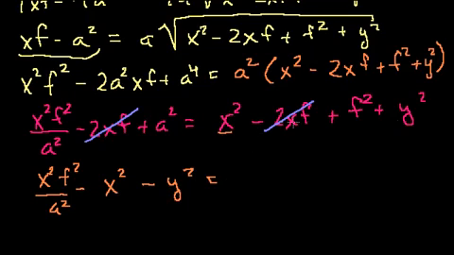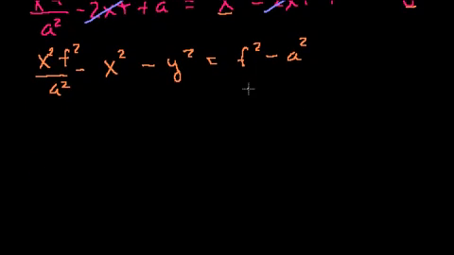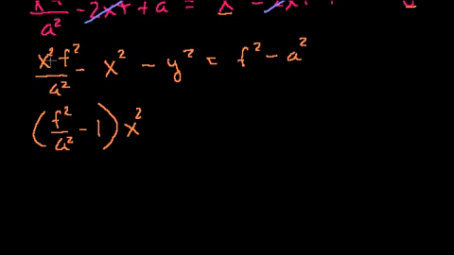So we took the x and the y, and we subtracted that from both sides of the equation, so they ended up on the left-hand side. And then if we subtract a squared from both sides of this equation, this is a fatiguing problem, then you get f squared minus a squared. I think we're almost there. This can simplify to, let's see, we can factor out the x squared. This becomes f squared over a squared minus 1 times x squared. I just factored out the x squared there. Minus y squared is equal to f squared, the focal length squared, minus a squared.